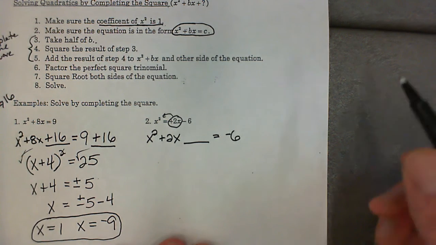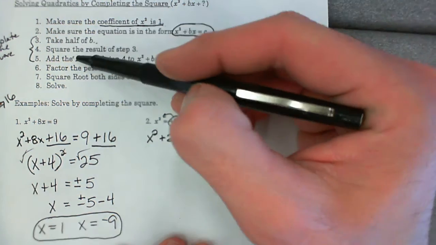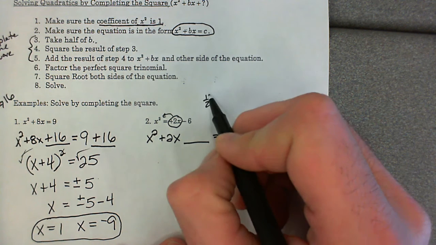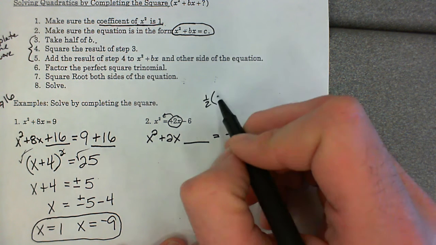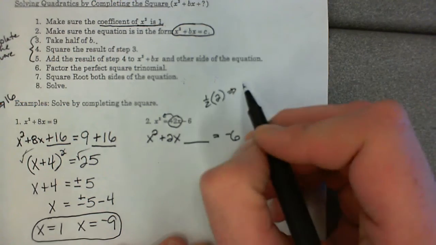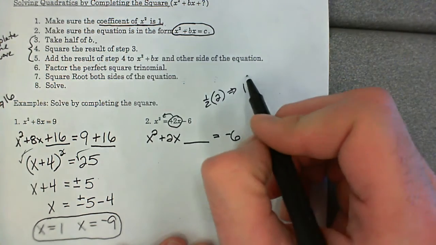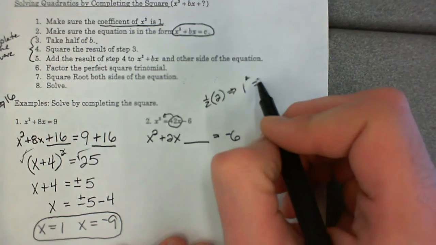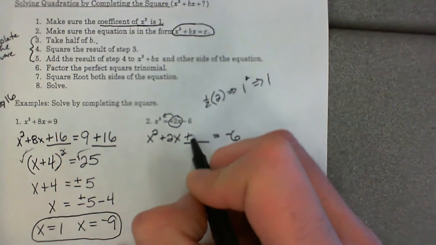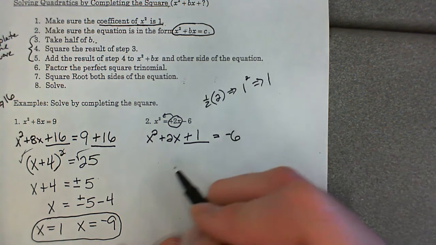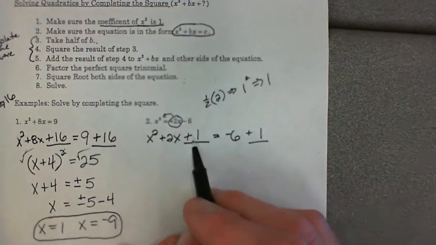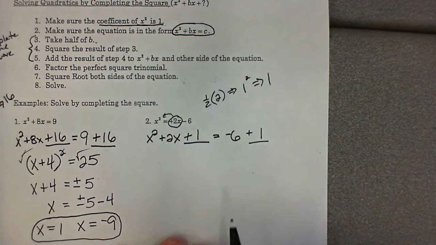So now we're ready to go ahead and complete the square. We're going to take half of our middle term, our b, that's half of 2, and that gets you 1, and then we need to square that. So 1 squared gets you 1. So now we're going to add the 1 to this side, and whatever you do to this side, you're going to do to the other side. So this gets compensated for over there.